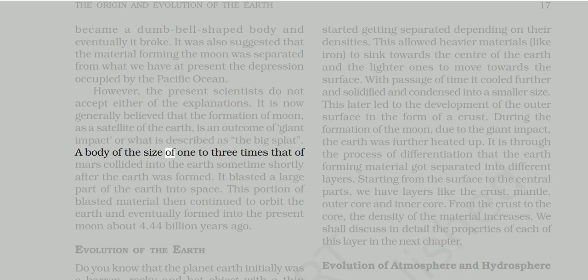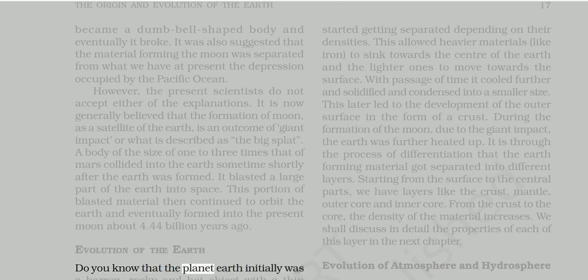A body of the size of 1 to 3 times that of Mars collided into the Earth sometime shortly after the Earth was formed. It blasted a large part of the Earth into space. This portion of blasted material then continued to orbit the Earth and eventually formed into the present Moon about 4.44 billion years ago. Evolution of the Earth.